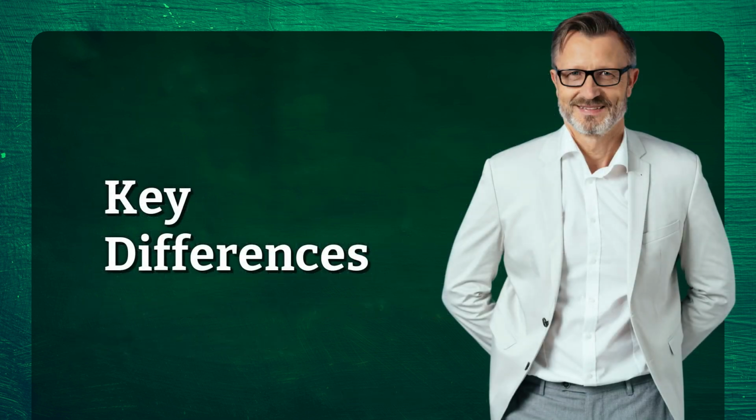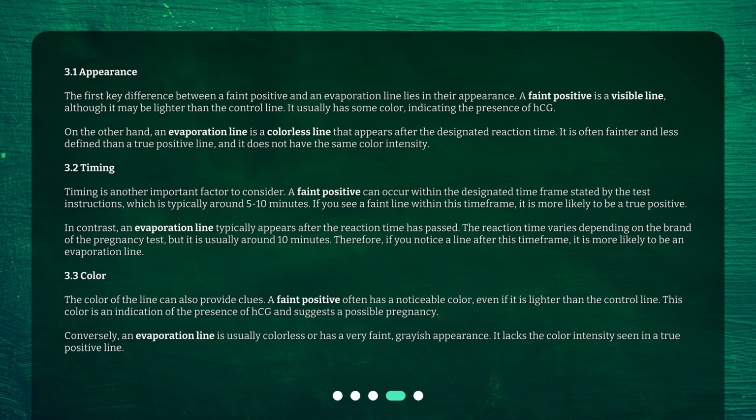Key differences. 3.1 Appearance. The first key difference between a faint positive and an evaporation line lies in their appearance. A faint positive is a visible line, although it may be lighter than the control line. It usually has some color, indicating the presence of HCG. On the other hand, an evaporation line is a colorless line that appears after the designated reaction time. It is often fainter and less defined than a true positive line, and it does not have the same color intensity.